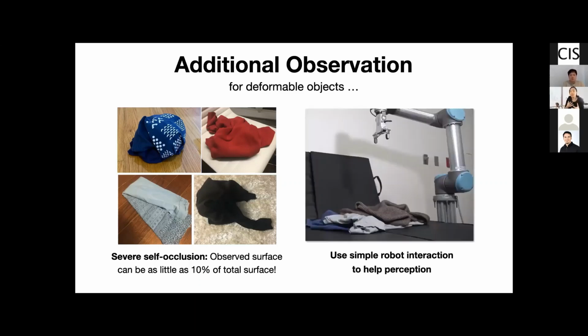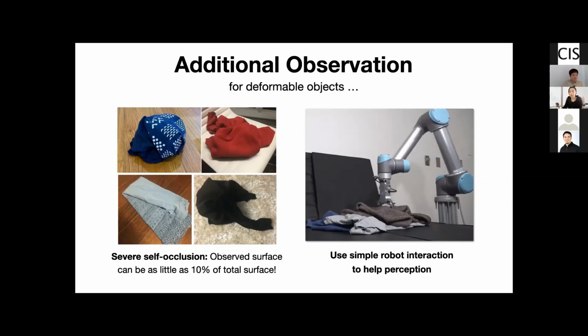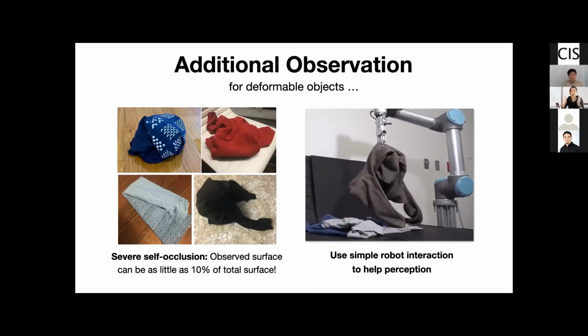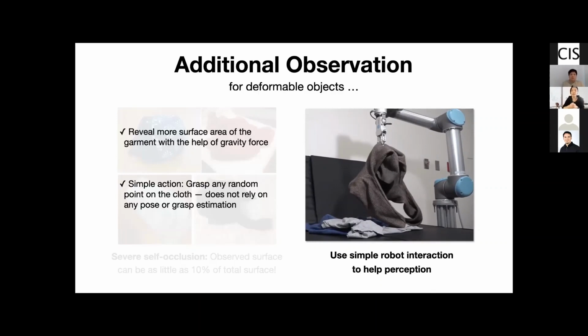So therefore, instead of trying to directly estimate the cloth configuration under arbitrary states like what we show on the left, we can use a very simple robot action to transform the cloth into a state that is more trackable for perception algorithms. We just ask the robot to pick up the cloth from wherever it can. By using this very simple pickup action, the system is able to reveal more surface area on the garment by leveraging the gravity force. Basically, gravity pulls the cloth down, and therefore you can see more surface on the cloth.